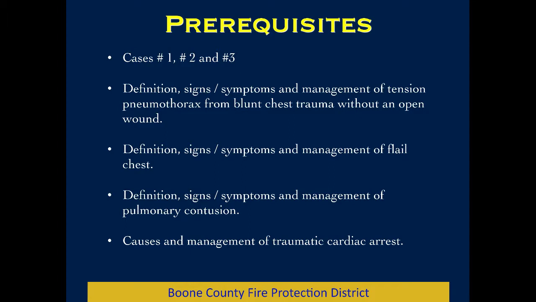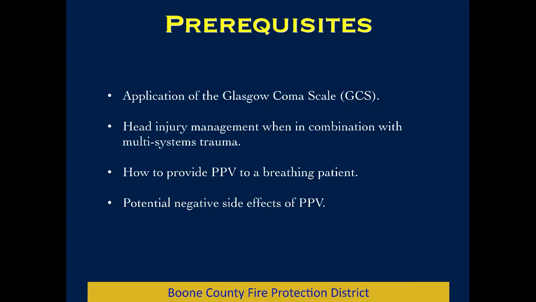So what is a flail? What is a pulmonary contusion? And what do you do about a trauma code? More prereqs. What in the world is a Glasgow Coma scale? How do you deal with a head injury in combination with other multiple systems trauma? So you've got a guy that's got head injury, head trauma, in addition to chest, belly, pelvis, femurs, some other sort of trauma.